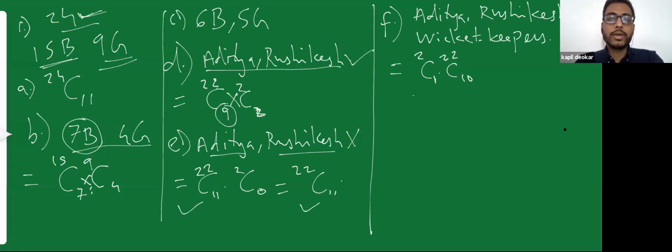Okay, so you can also see the answers, and there is a hint in these answers that the addition of this should always be equal to 11, because you are going to select 11 players. So 1 plus 10 is 11. 11 plus 0 is 11. 9 plus 2 is also 11. Or 7 plus 4 is also 11. And if you consider your total number of options, 2 plus 22 is 24. 22 plus 2 is 24, or 15 and 9 is also equal to 24.